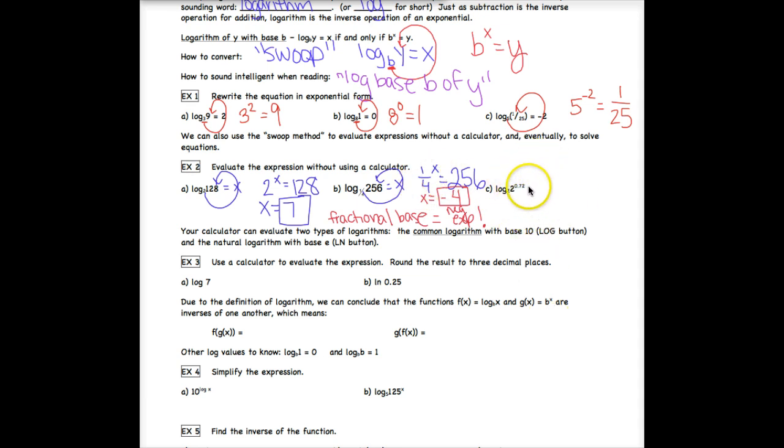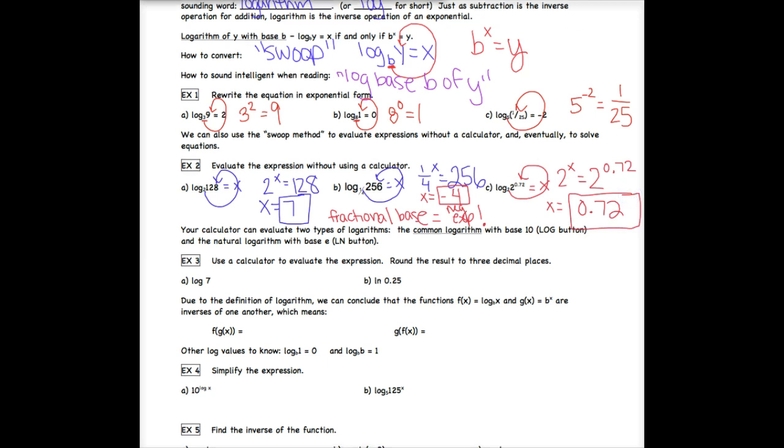All right, last one. Same idea. This one looks harder because it's got like a second exponent there, but this one is actually easier. 2 to the x equals 2 to the 0.72. Oh, look at that. They have the same base. They're set equal. That means the exponents have to be equal. So x equals 0.72. So those ones are actually easier, even though they look harder.